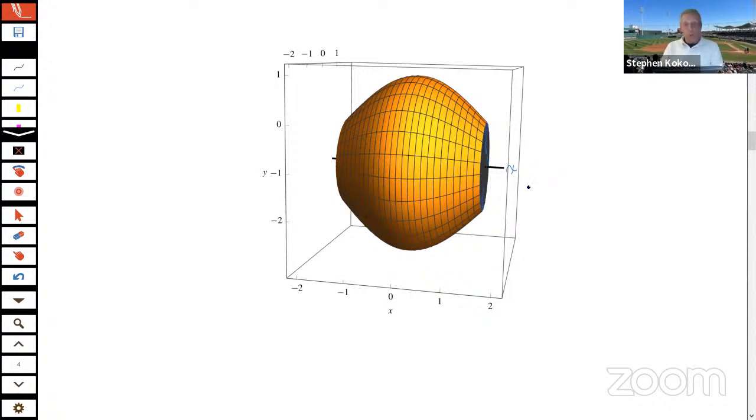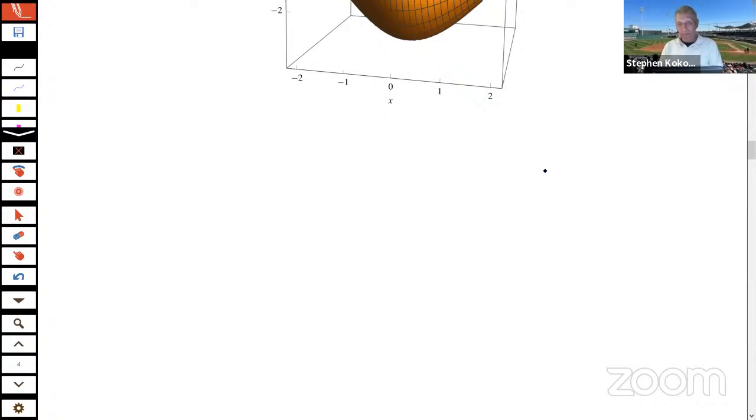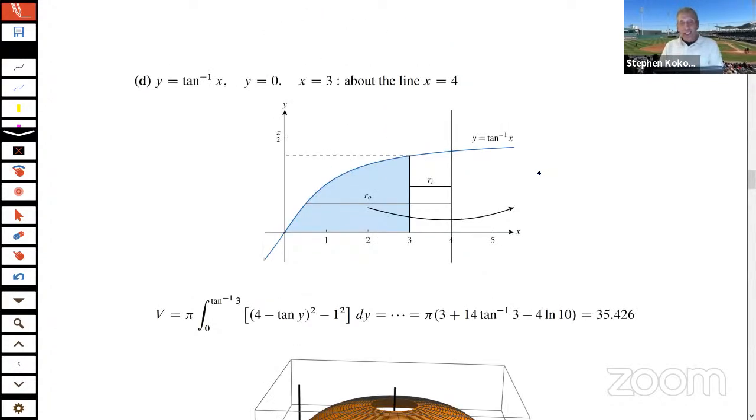Okay, let's try the next one. I like this one. There it is. So let's take a look at the curve given by the expression y equal the tangent inverse of x, y equals 0 and x equal 3. And we're going to revolve that about the line x equal 4. Holy Toledo, this illustration looks complicated.